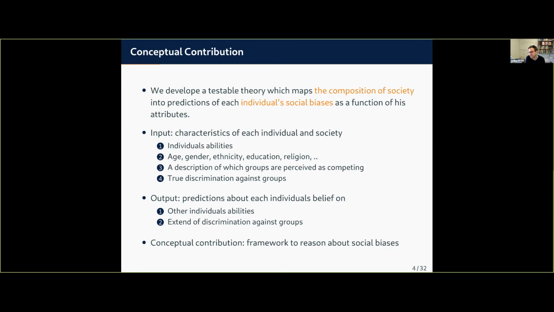Let me maybe be a bit more precise also about what I mean by society. So every person is encoded as a string with characteristics. Let's say their abilities, age, gender, ethnicity, education, religion, and also perceptions about competing groups and potentially true discrimination. So all this information describes society. And this is what we are going to put as an input into the model. And what we want to predict is, for each person in society, what they think about the ability of everyone else in society and how much discrimination there is against various characteristics and groups. So we are going to take this very rich description of society and output what every person believes. And you can use this actually to reason about other biases. We are studying overconfidence, but the mathematical model is suitable to study other biases.